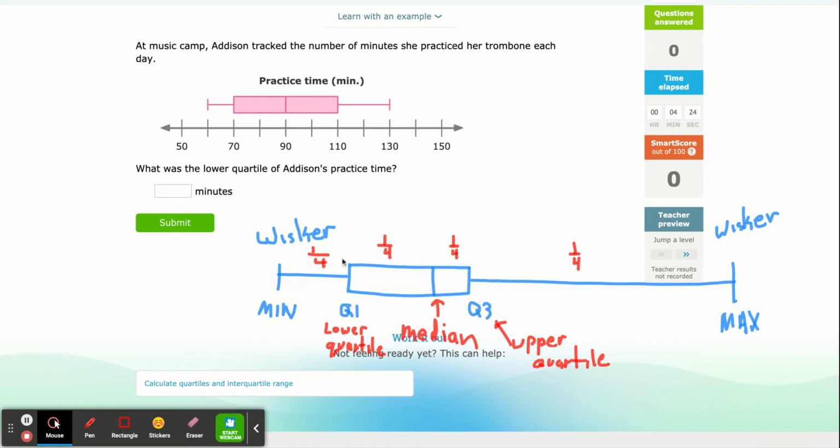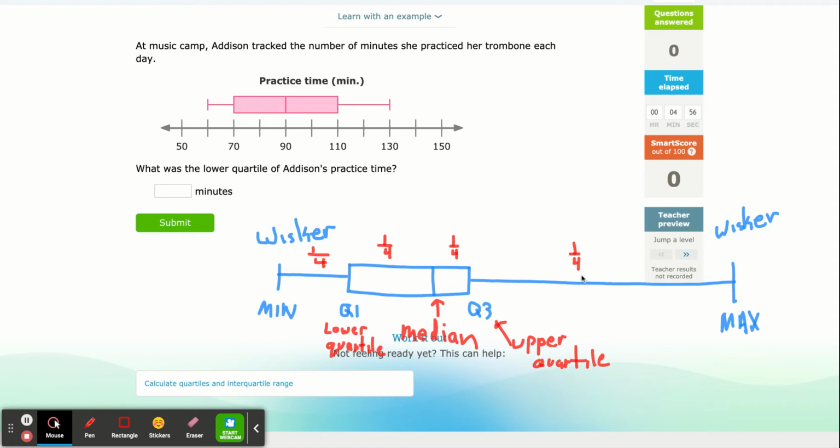Four meaning there's a fourth of the numbers in between the minimum value and what they call quartile 1 or the lower quartile. Sometimes it's Q1, quartile 1. There's a fourth of the numbers in between this quartile 1 and the median. The median is the middle number. Remember, median means middle number. And the quartile 3 or upper quartile, again, there's a quarter of the numbers in between here, and then there's a quarter of the numbers between Q3 and the maximum value.